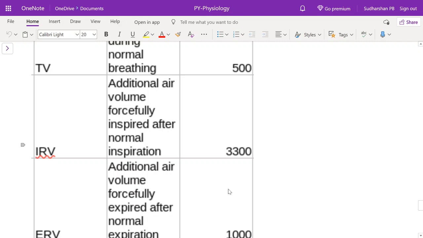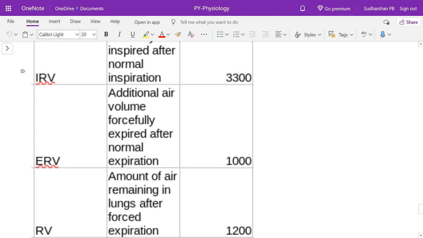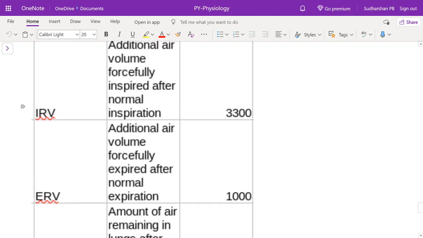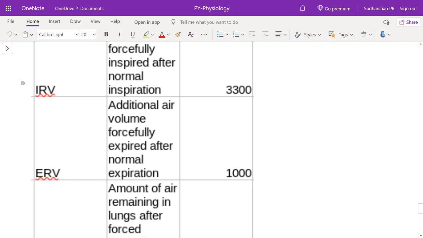Then IRV, inspiratory reserve volume, is the amount of air that can be inspired in the lungs during forceful inspiration over and above normal inspiration. 3300 ml is the volume. Same way expiratory, just substitute inspired with expired, inspiration with expiration. That's it. We'll get 1000 ml.